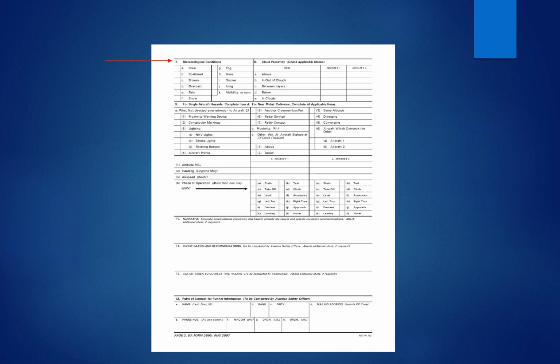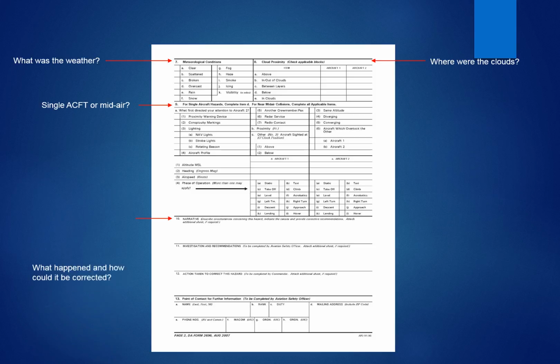Let's look at block 7. What was the weather? Block 8. Where were the clouds? Block 9. Single aircraft or mid-air? Block 10. What happened and how could it be corrected?